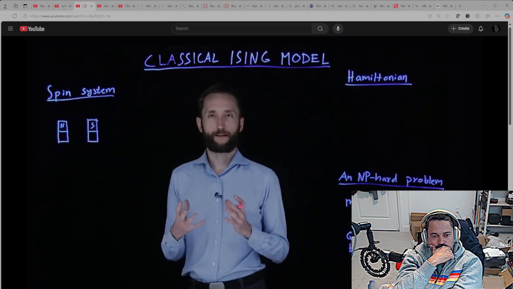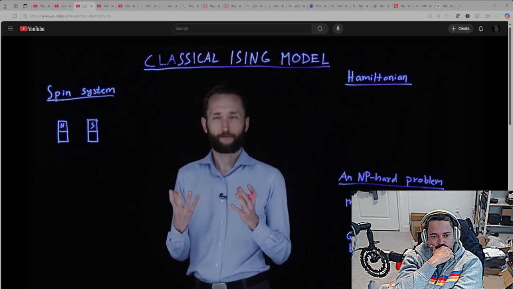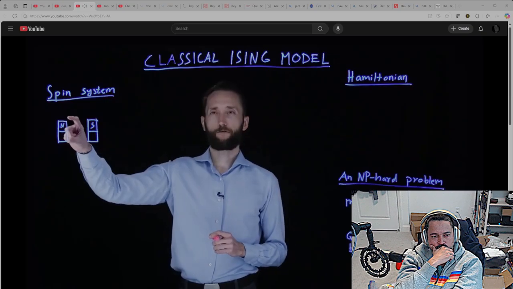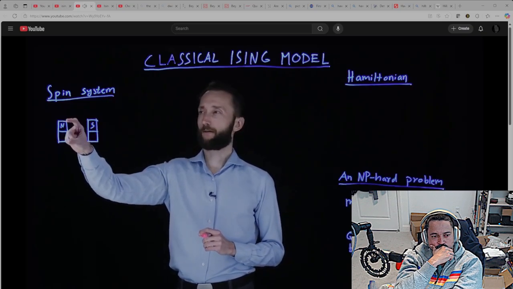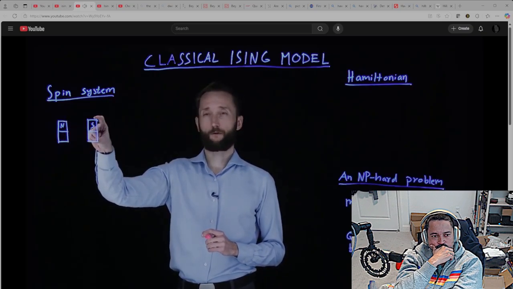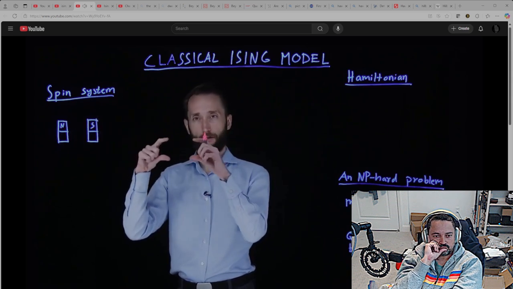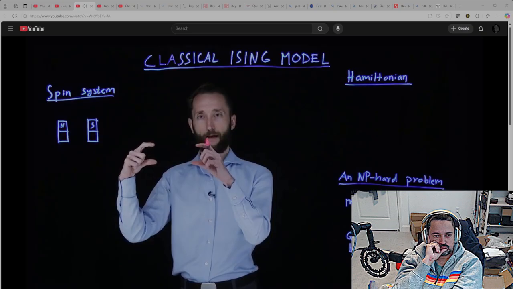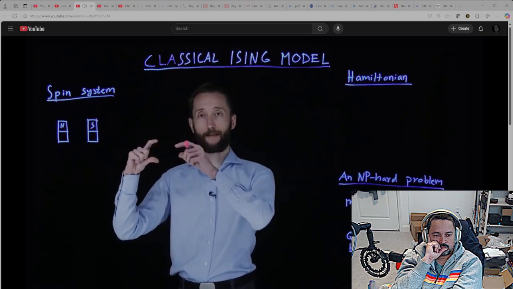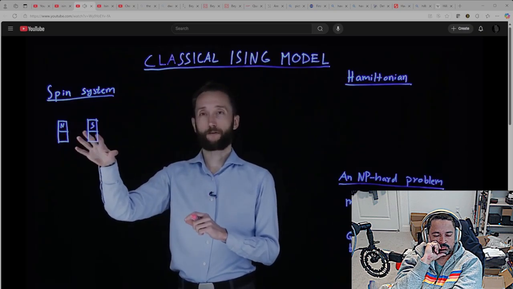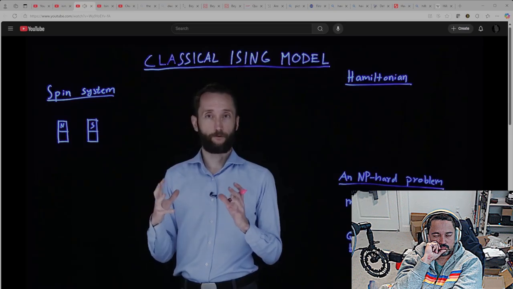A spin is a two-state system. So for instance, you can think of a magnet having north face pointing up or south face pointing up. And you know, if you take two magnets and you approach them, then they want to anti-align. So this will be their optimal energy configuration.